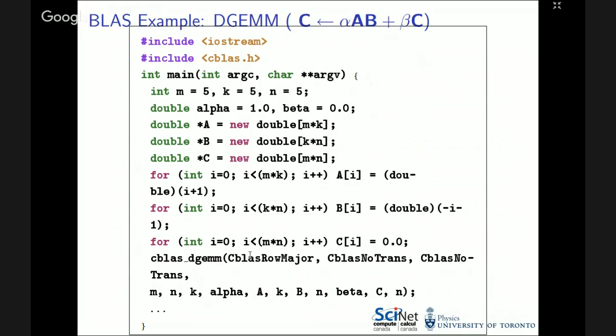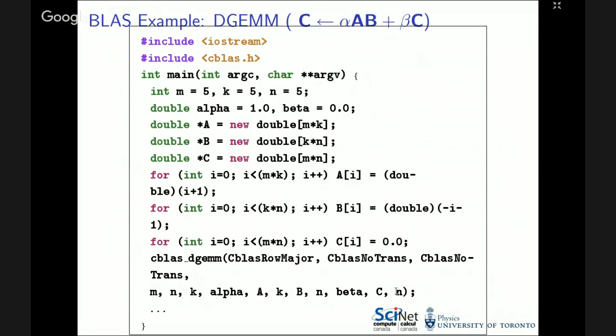This is the other part that comes into play. Because we are dealing with row major disposition of elements in memory, we are going to use CblasRowMajor. We are not interested in the transpose, so CblasNoTrans for both matrices, and then the dimensions of the matrices, the coefficient alpha, the matrix A, the size of A, the matrix B, the size of the matrix B, the coefficient beta, C, and the size of C.